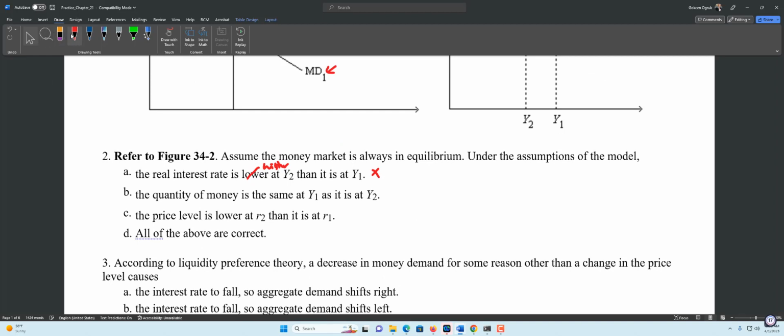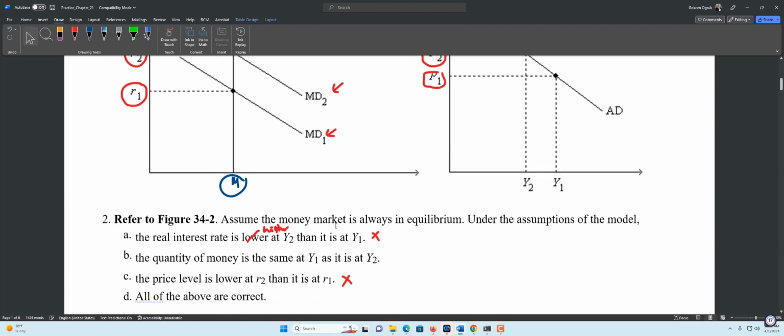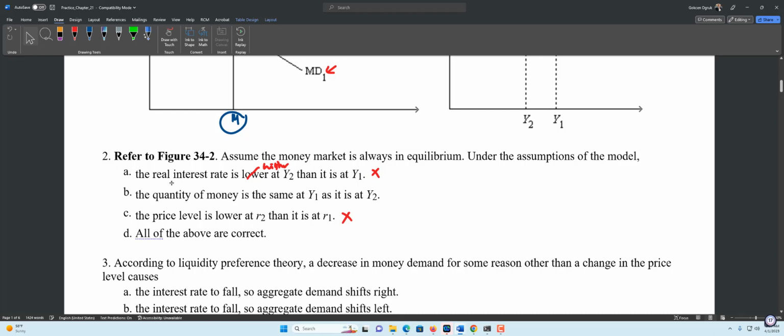So let's understand this one. The quantity of money is the same at Y1 as it is at Y2. By looking at liquidity preference theory, the quantity of money is determined by the intersection of MS and MD. And therefore, it's here, right? And given this, the quantity of money does not change when the interest rates change, because the Fed does not change the amount of money supply. For that reason, the quantity of money is the same at Y1 and at Y2. Therefore, the right answer is B.